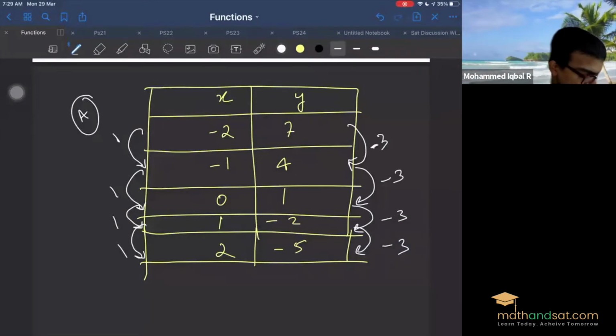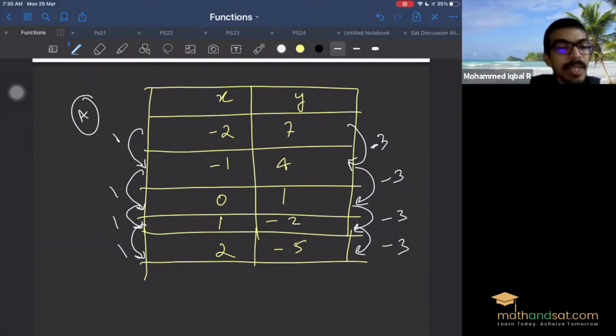So is that a linear function? Is this a linear function? Tell me, please. Hello? Are you with me?